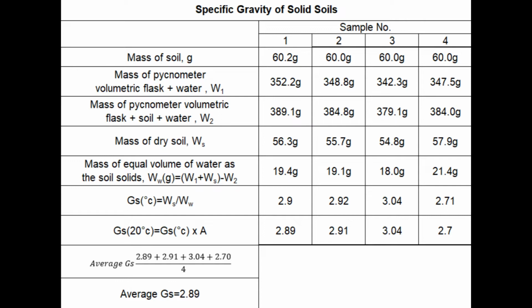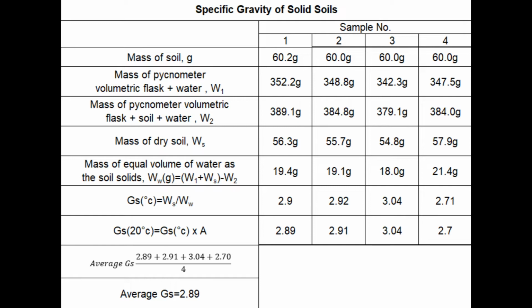Next, as we have cooked and oven dried the soil, we have the following masses of the dry soil, which are 56.3 grams for sample number 1, 55.7 grams for sample number 2, 54.8 grams for sample number 3, and 57.9 grams for sample number 4.